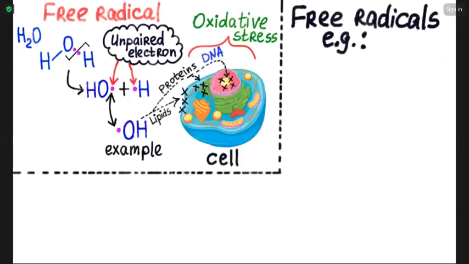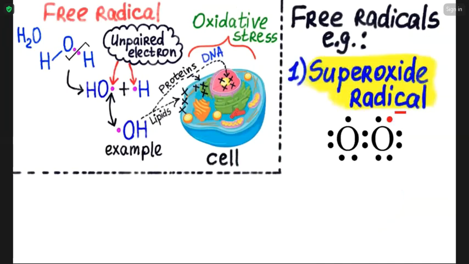Some of the most common and well-known free radicals include the superoxide radical. This is the primary radical formed when an oxygen molecule gains an extra electron. I'll give you one example of how this free radical can be formed.